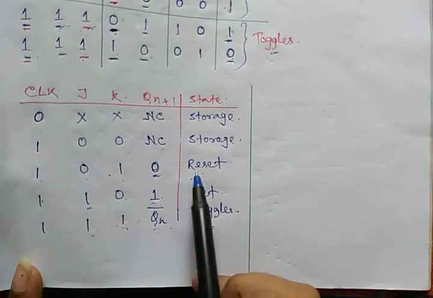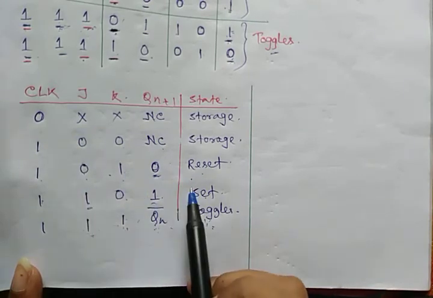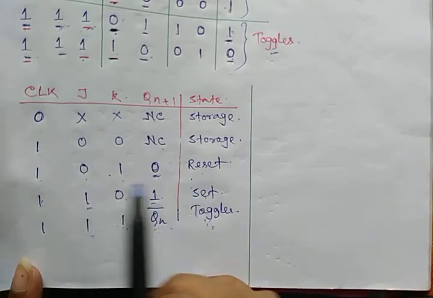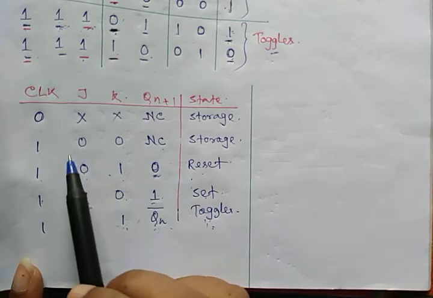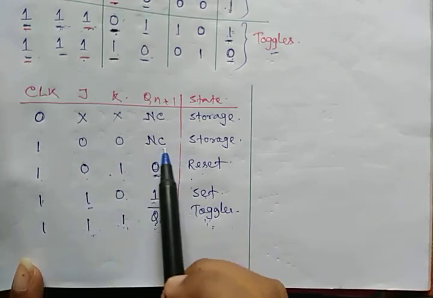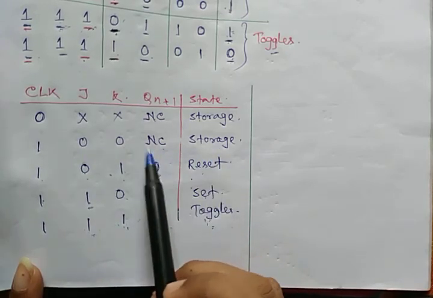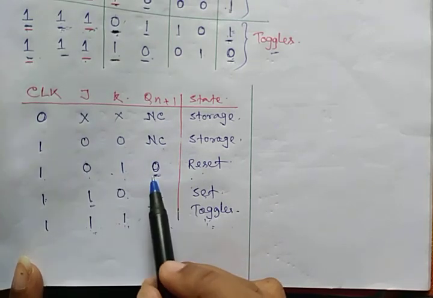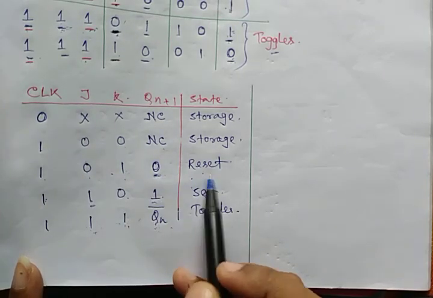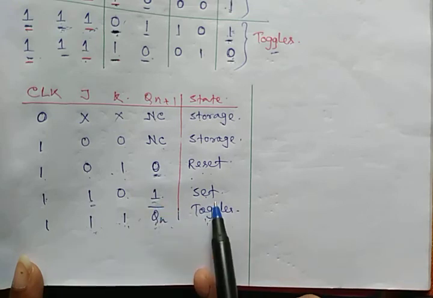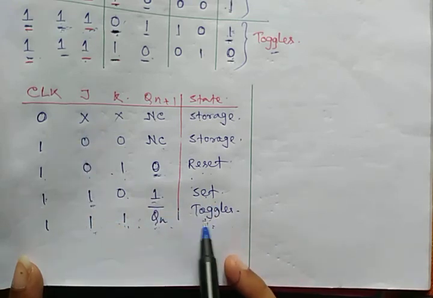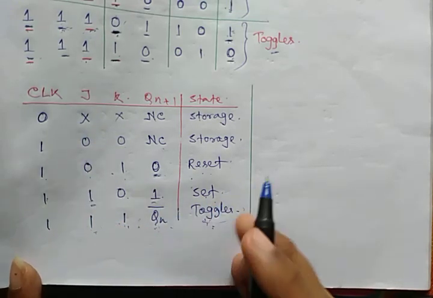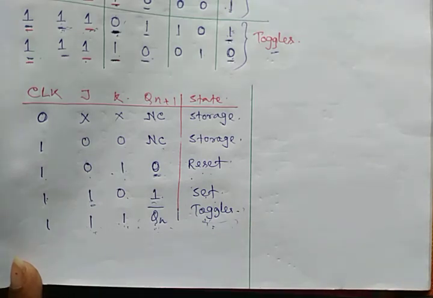And the truth table of JK flip-flop is the same as the truth table of SR flip-flop. That is when both are 0, output is storage, that is no change. When J is 0, it is 0, that is reset. When J is 1, it is 1, that is set. When both are 1, it is toggle. The forbidden condition has been removed. Okay, this is the truth table of JK flip-flop.